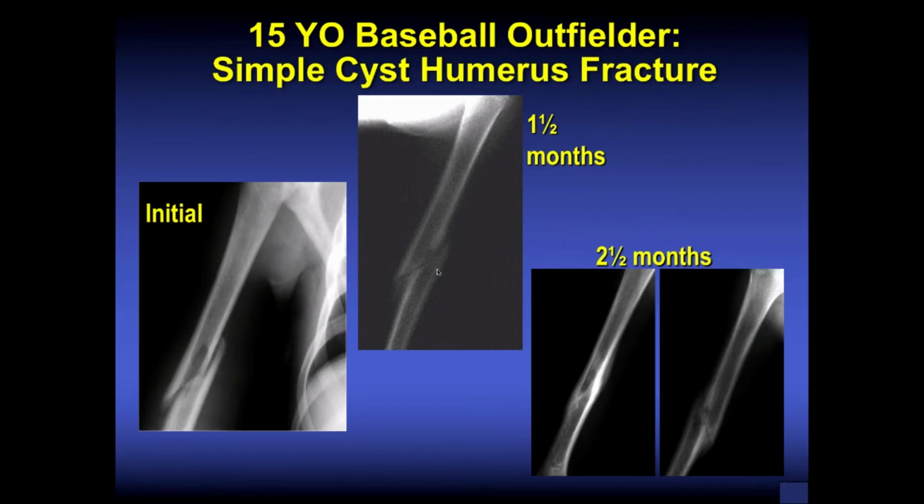So this is at 6 weeks. And then this is at 2.5 months, so it will heal. It might heal more predictably after a fracture occurs. So this is a pathologic fracture through a simple cyst of the diaphysis. You can see here where at 2.5 months it's filling in.